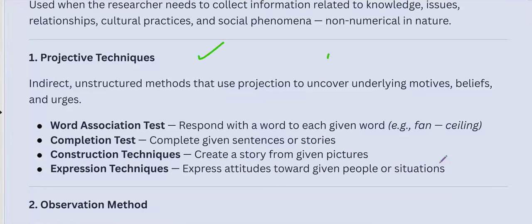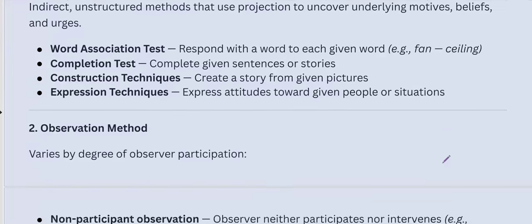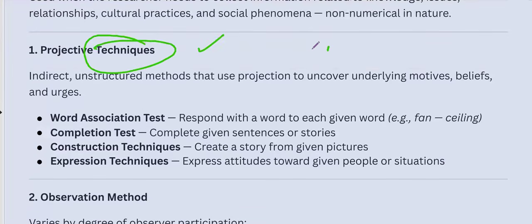That is word association test or completion test. I am giving you sentences, you have to complete them. Or construction technique: create a story. I will give you a picture, you create a story. Or I am talking about some situations or some people and you have to express about them. I am talking about any particular country, any particular religion, any particular philosophy. That is called projective technique. That helps to understand your motives, your beliefs, and your urges.